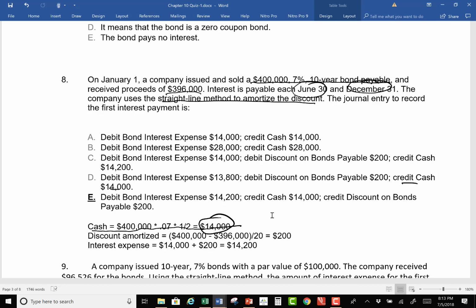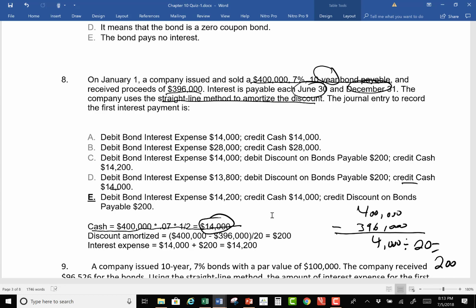Okay. Now what happens? We're going to amortize the discount. The discount is $400,000 minus $396,000. Gives me a $4,000 discount if I'm doing my math right. And I divide that by what? Good. Number of years times 2 because it's a semi-annual bond, right? And so the term of the bond was what? 10 years? Times 2 is 20. So that gives me what? $200 every 6 months? And that $200 of discount amortization adds to my interest expense, doesn't it?